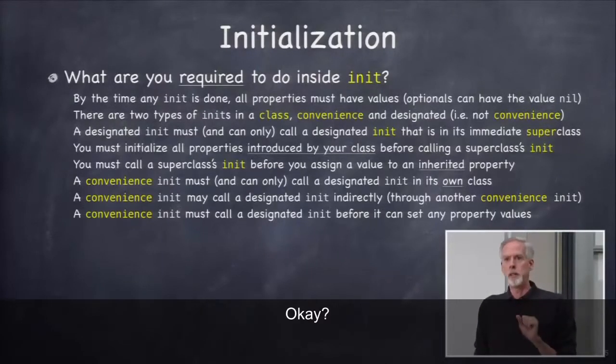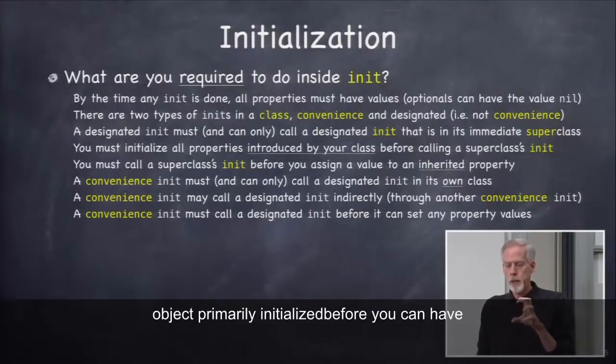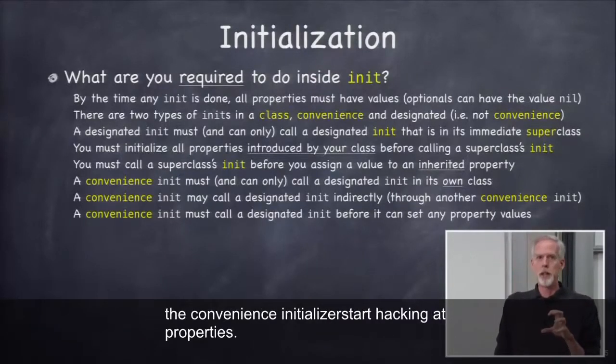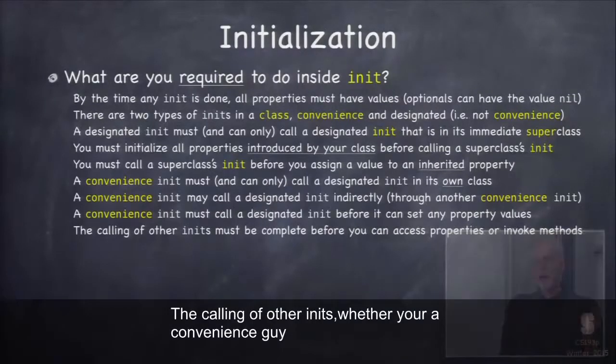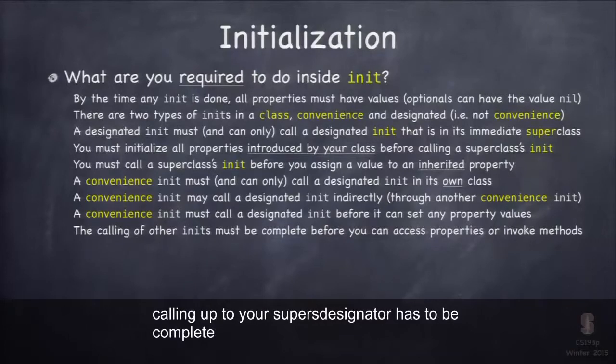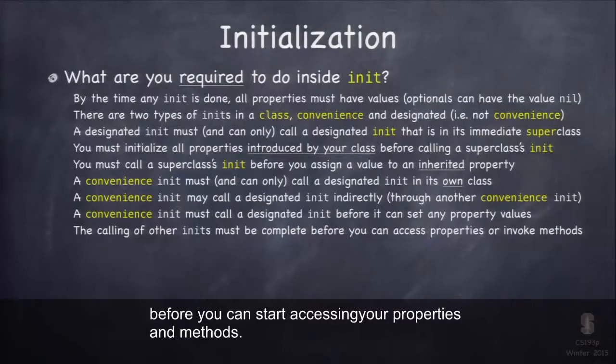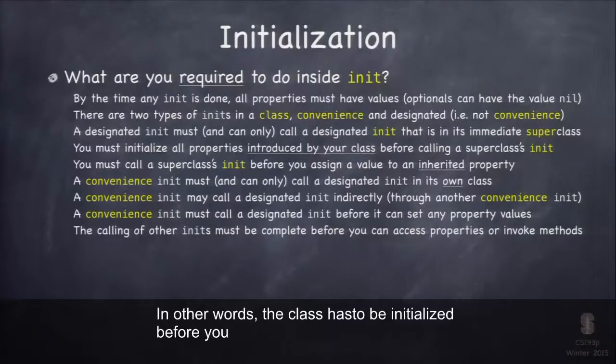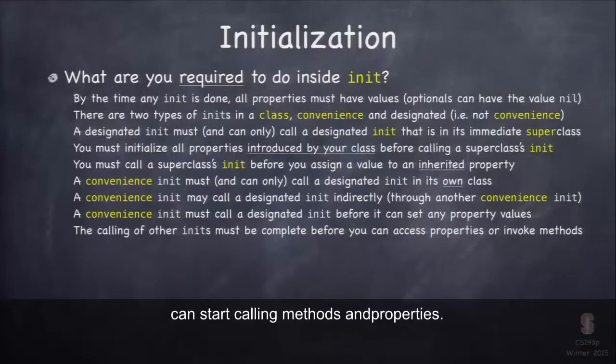A convenience initializer must call that designated initializer, directly or indirectly, before it can touch any values, obviously. You have to kind of get your object primarily initialized before you can have the convenience initializer start hacking at properties. The calling of other inits, whether you're a convenience guy calling your designated one, or whether you're designated calling up to your super's designated one, has to be complete before you can start accessing your properties and methods. In other words, the class has to be initialized before you can start calling methods and properties.